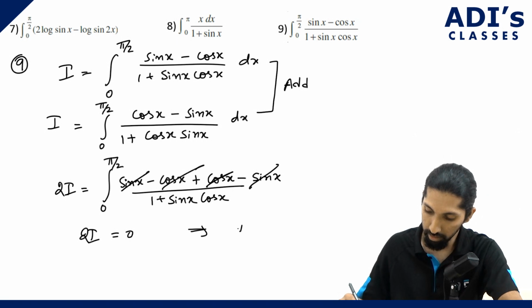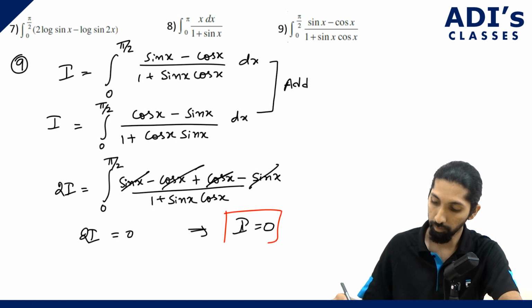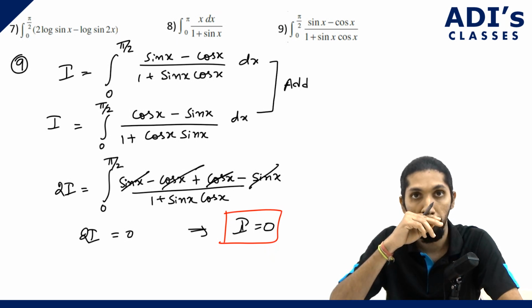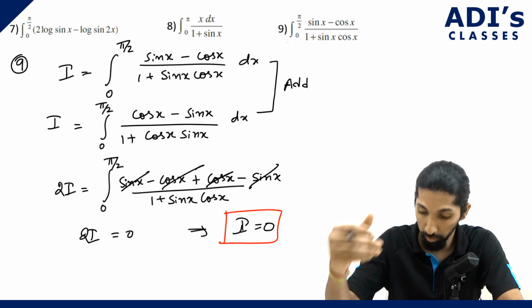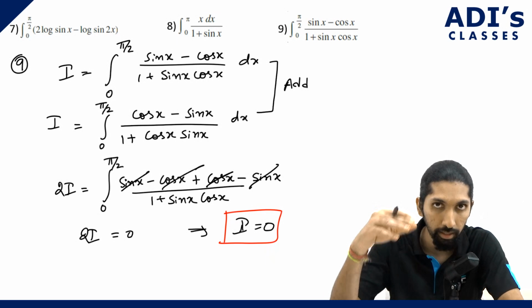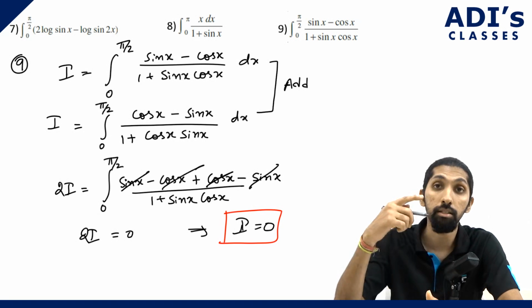That means I value is how much? I value is going to be 0. Very, very simple problem. I is equal to 0. Understood? So the numerator gets cancelled. That is why the entire integral value is going to be 0. Fair enough? Now let's do the next question.